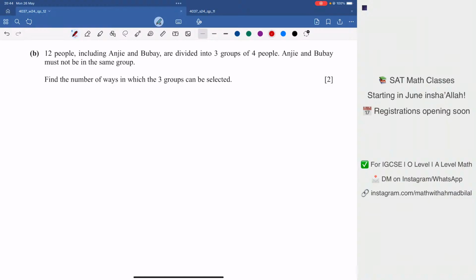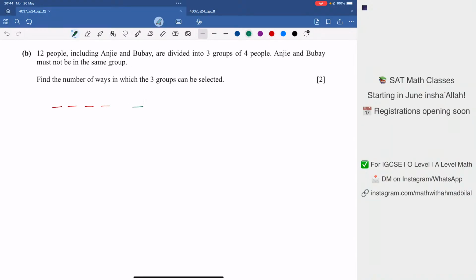So there are going to be 3 groups of 4 people each. Okay, so we have 3 groups. We could say this is one group. 1, 2, 3, 4. Then we have another. 1, 2, 3, 4. And we have another 1, 2, 3, 4. Now, if these 2 people cannot be in the same group, what does that mean? If they cannot be in the same group, we can say this person, Angie, he or she could be in one group, and then the other one, he is in another group.